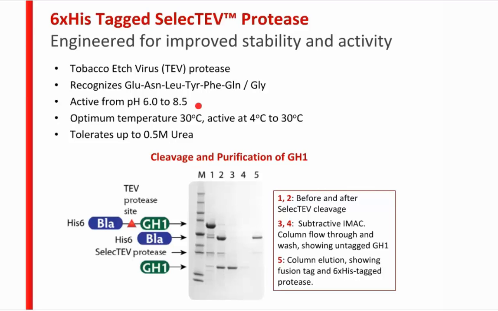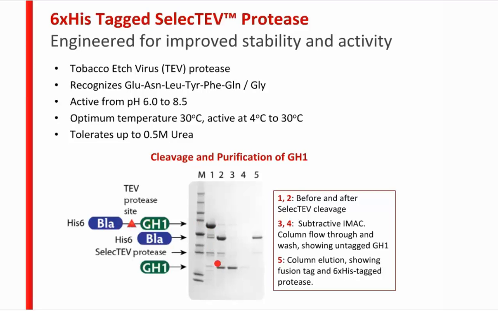This gel on the bottom is cleavage and purification of GH1, which was the first example of expression with the solubility kit that we went over a few slides ago. Here in lanes 1 and 2, we have before and after SelecTEV cleavage. The top band is the whole fusion protein with the 6-his tag, the fusion and GH1 all together. In the second lane after cleavage, you can see GH1 is down here, and then we have the 6-his tag here, and the SelecTEV protease is there as well.